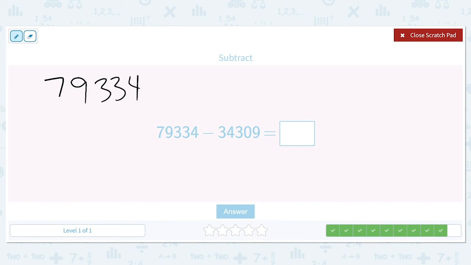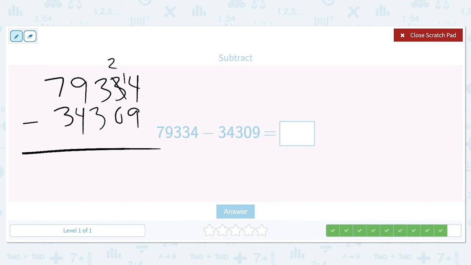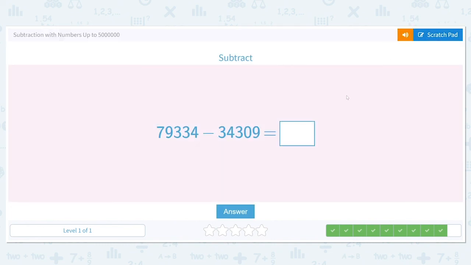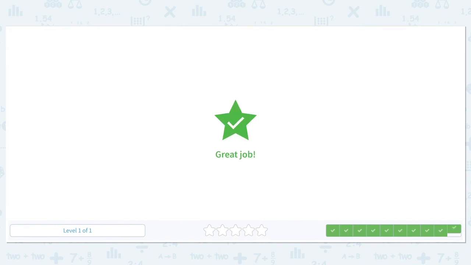79,334 minus 34,309. Borrow from the 3 because 4 minus 9 is not quite possible. 14 minus 9, on the other hand, is equal to 5. 2 minus 0 is 2. 3 minus 3 is 0. 9 minus 4 is 5. And 7 minus 3 is 4. 45,025. Great job.